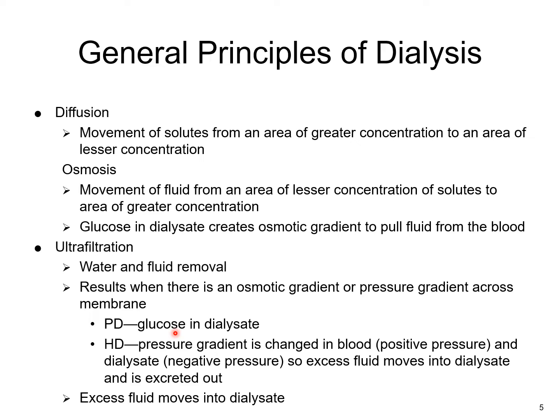For hemodialysis, they're using a pressure gradient accordingly, so it's between the blood and the dialysate. Depending on what the pressure gradient is, if it's positive in the blood and negative in the dialysate, the excess fluid moves into the dialysate and then is basically excreted out. So there's some type of pressure happening there. And they have alarms. I don't know if any of you are familiar with hemodialysis, but they have alarms that let them know what the proper pressure gradients should be, and all those different things. So essentially, at the end of the day, we want that excess fluid to be going into the dialysate.